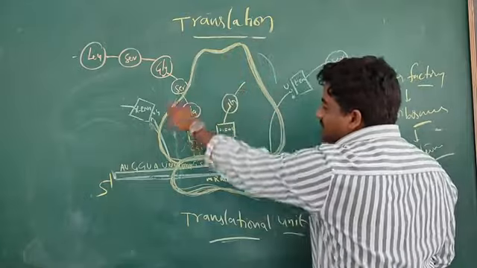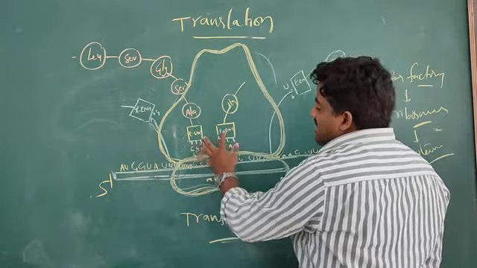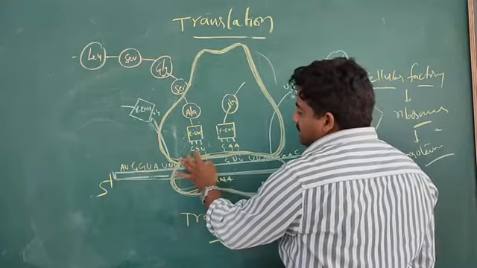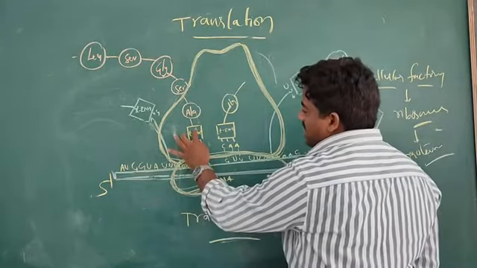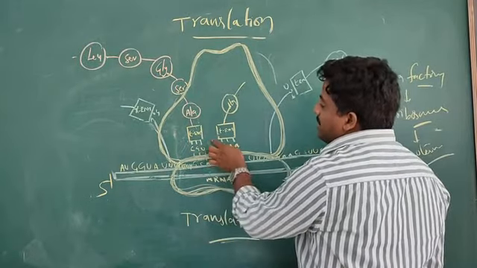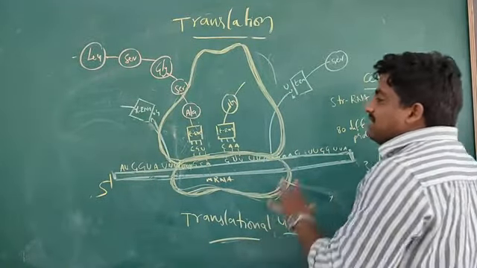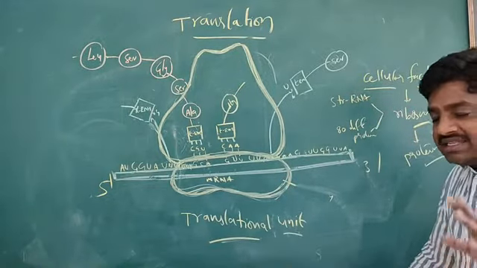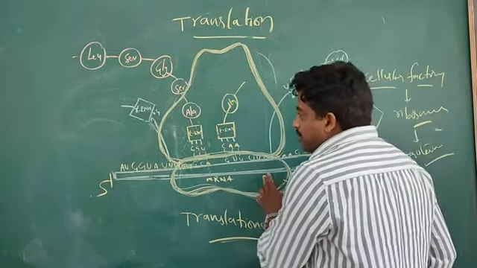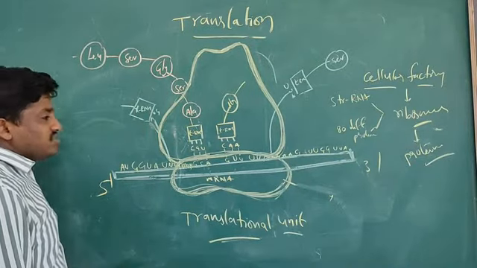Once again, this larger subunit contains two sides. Two tRNAs are present here, and the codons bind to the tRNA, so that subsequently amino acids can be added and the polypeptide chain can be formed. Next, sometimes the ribosome directly acts as a catalyst for the formation of the polypeptide chain.